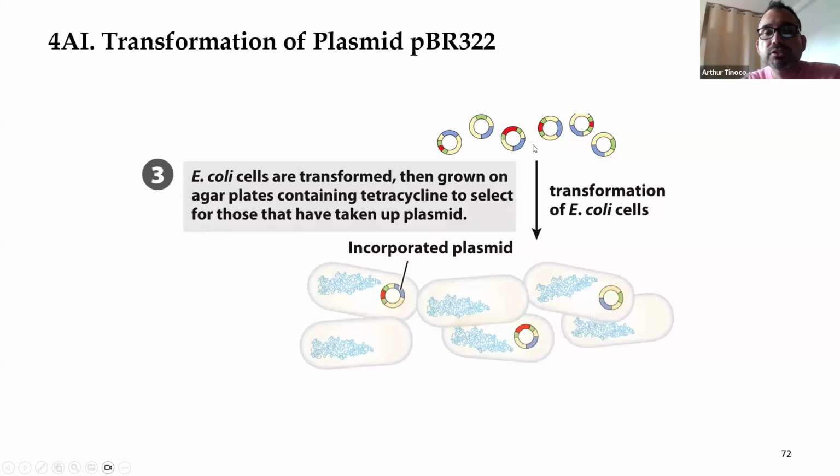It includes the DNA of interest. So what you're going to do is introduce them into the host. E. coli cells are transformed, then grown on agar plates containing tetracycline to select for those that have taken up the plasmid. Remember that this plasmid contains a tetracycline resistance. So in theory, when you put this onto a plate that contains tetracycline, those bacteria that grow are going to be those that are resistant to the antibiotic effect of the tetracycline. That's essentially what we're trying to do. We're trying to insert this into the plasmid, so you're transforming those cells to be able to receive these plasmids.